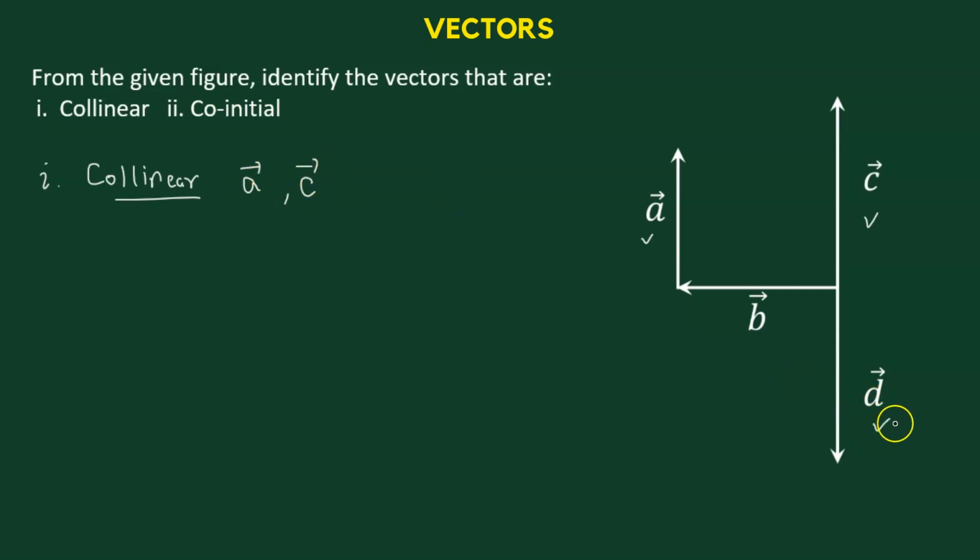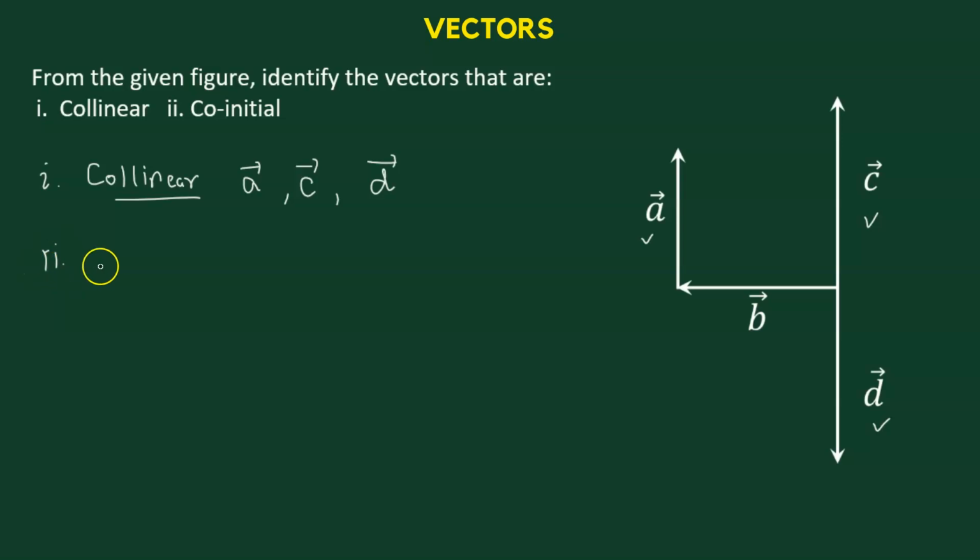However, we can see that vector D is in the opposite direction to that of vector C. Now vector D is also going to be a collinear vector, collinear with vector A and vector C. Right here, these 3 vectors are collinear with respect to each other. That's very important. Now, coming to vector B, it's not going to be parallel to any of the 3 vectors.